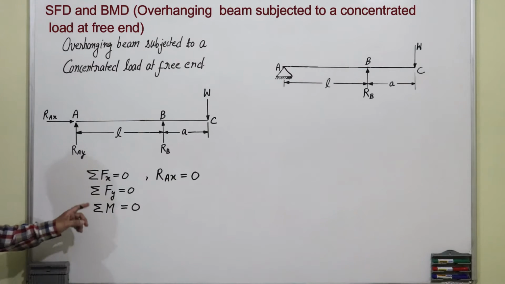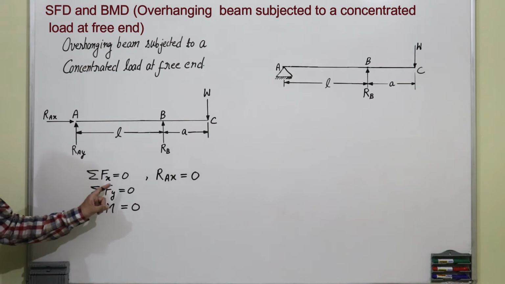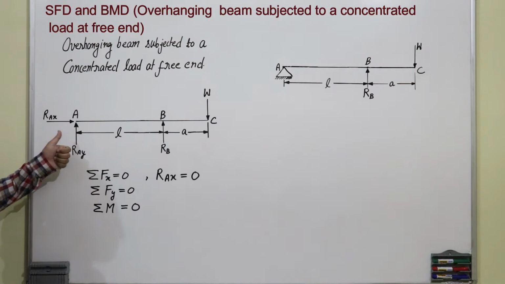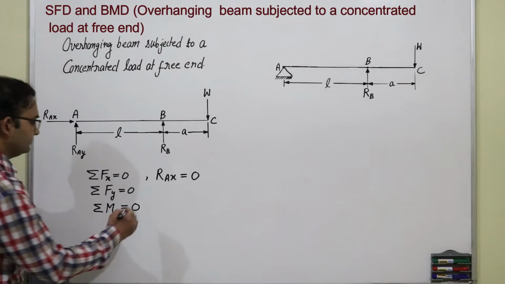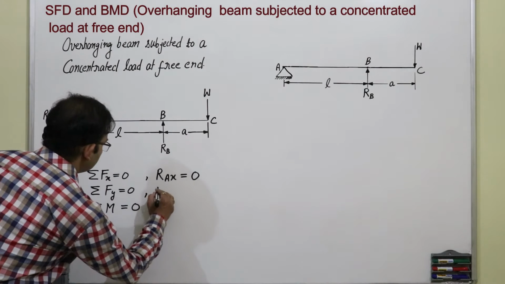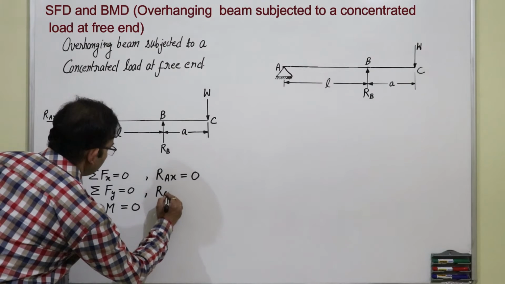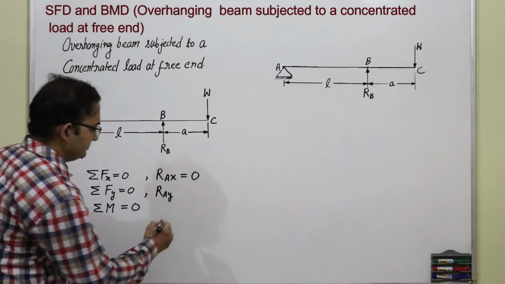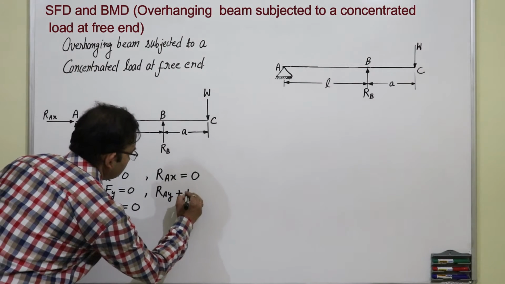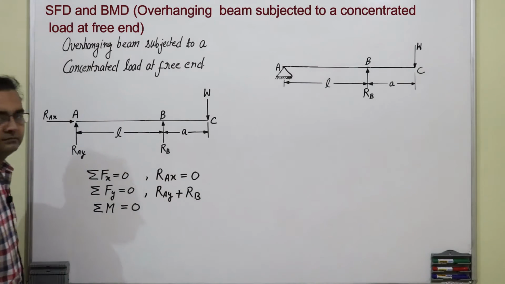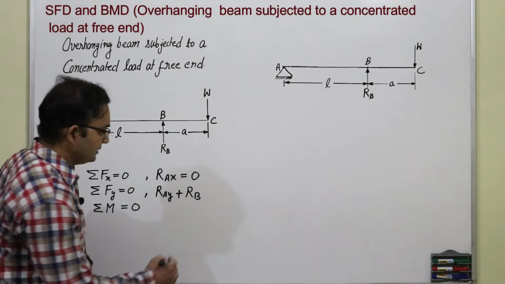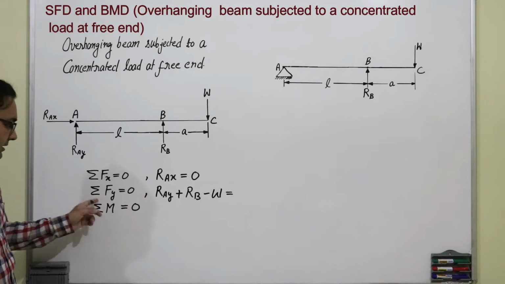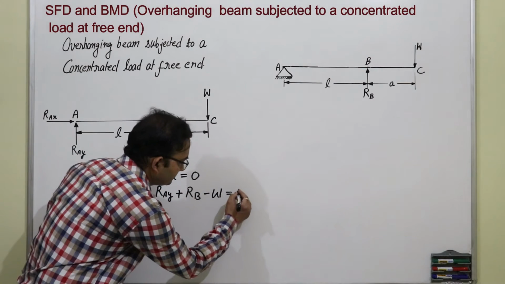Second is summation of vertical forces is 0. RAY is the vertical force which we have taken positive in the upward direction. RAY, then RB, it is upward, it will be positive. W is downward, it will be negative, and the sum of vertical forces should be equal to 0.